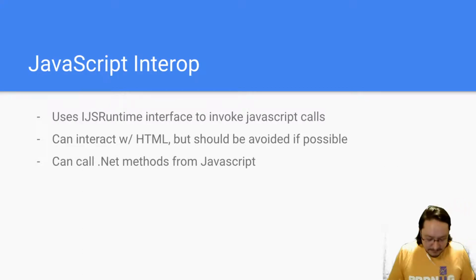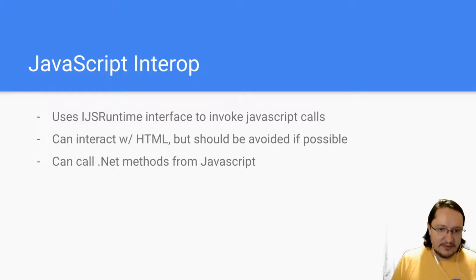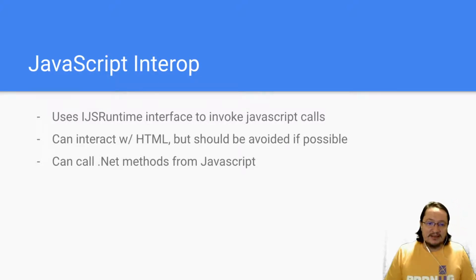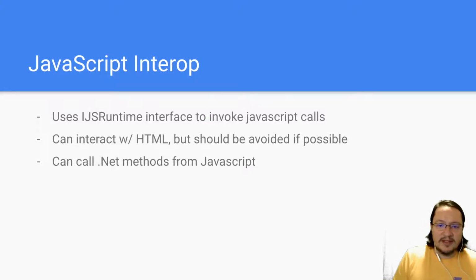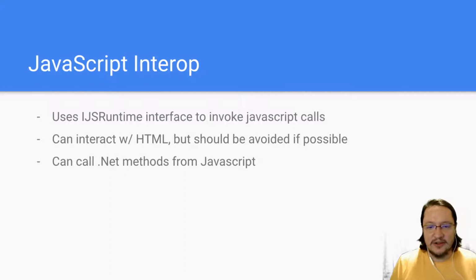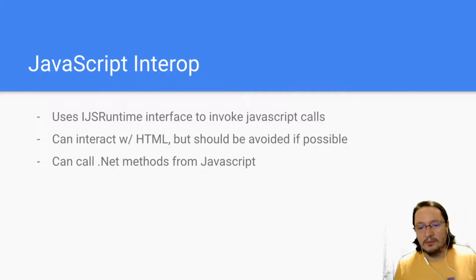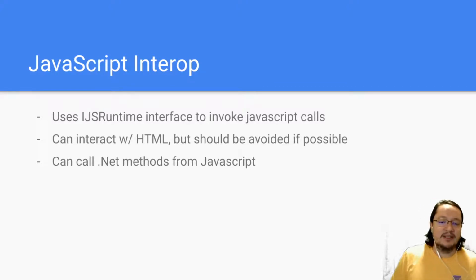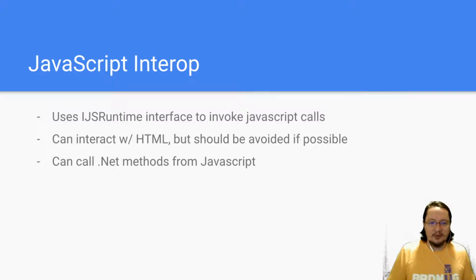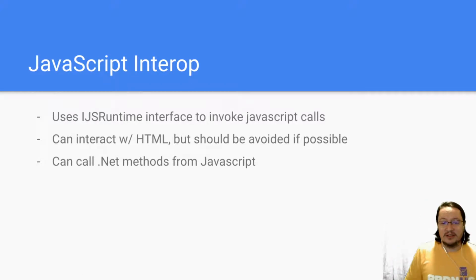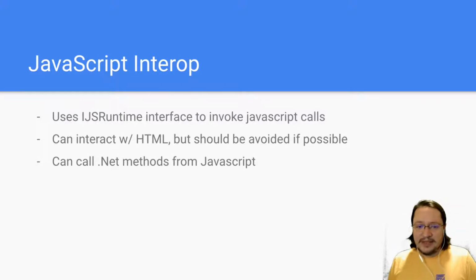As I mentioned earlier, you can call JavaScript. So Blazor provides you with this IJSRuntime that you can inject into your code. It allows you to make JavaScript calls if you need to. One thing you probably want to try to avoid is manipulating DOM elements with it. Do that as much as you can with the C# and the code behind. That way things don't get out of sync.